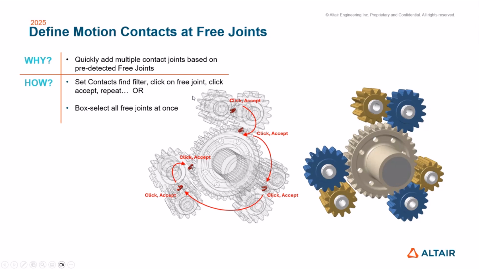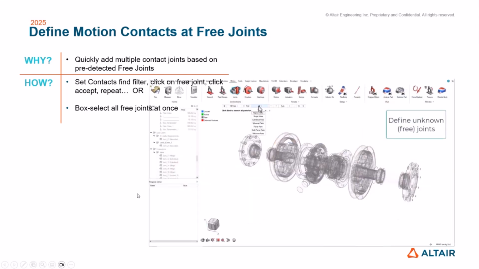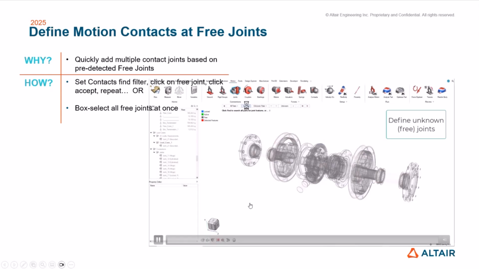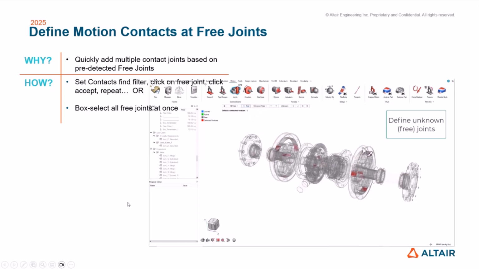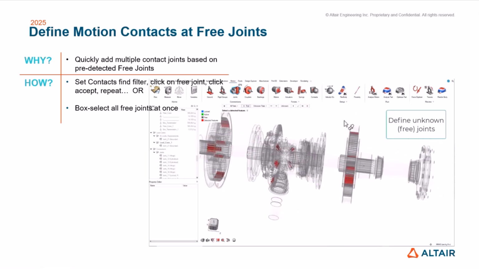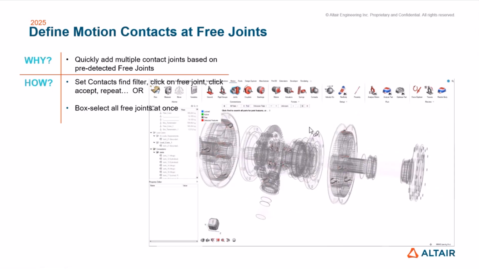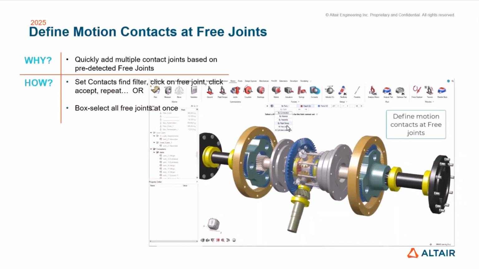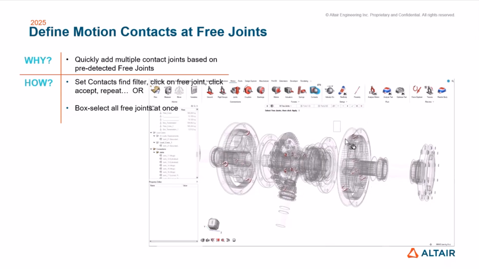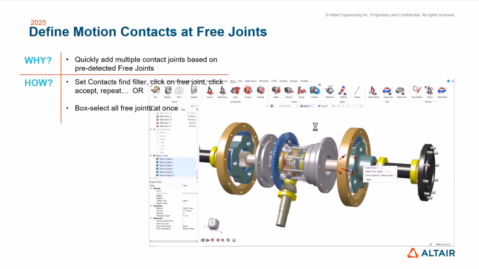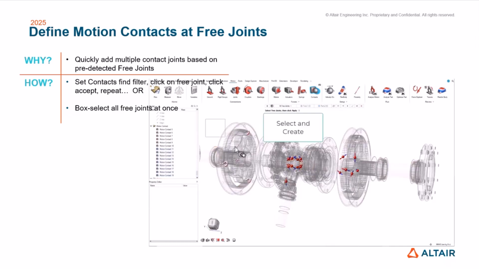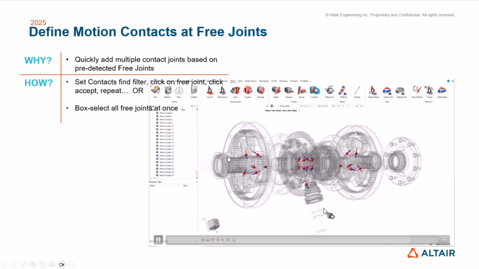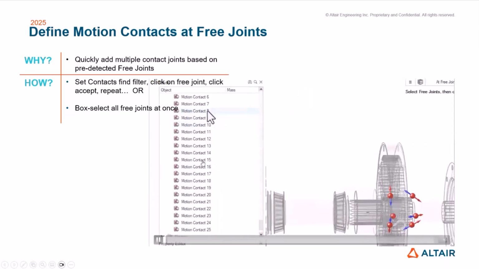We also now enhance this feature. So if you have free joints in a model and you're creating contacts, you can quickly add contacts based on free joints. So you see in this video here, free joints are being added at all the contacting interfaces of all the gear pairs. So I think there was 21 roughly. You can see they're all unknown. And then when you come into the contacts, you can set your filter at free joints. Here I'm just box selecting and creating multiple contacts very quickly. So right there, 21 contacts were created within just a few clicks.